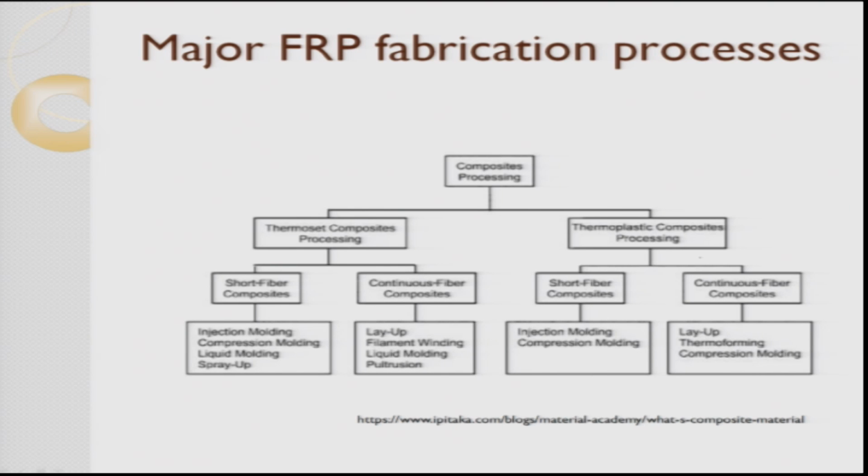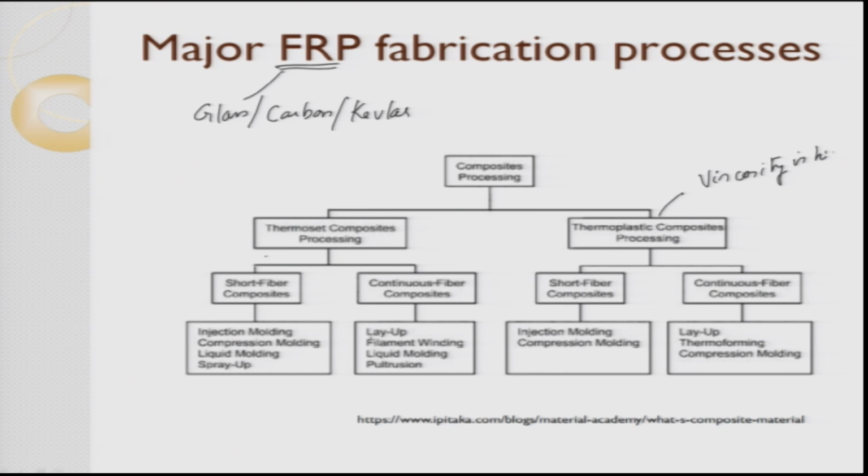So, if you see the classification of FRP, that means fiber reinforced plastic, here we can use either glass, carbon, or Kevlar for our application. They are divided, based upon the matrix, into thermoset composite and thermoplastic composite, then short fiber composite and continuous fiber composite. In short fiber composite you have injection molding process, compression molding process, liquid molding process and spray up molding process. When you talk about continuous fiber composites, you have layup process, filament winding process, liquid molding process and pultrusion processes. When you talk about thermoplastic, the difference between thermoset and thermoplastic is that in thermoplastic the viscosity is very high.